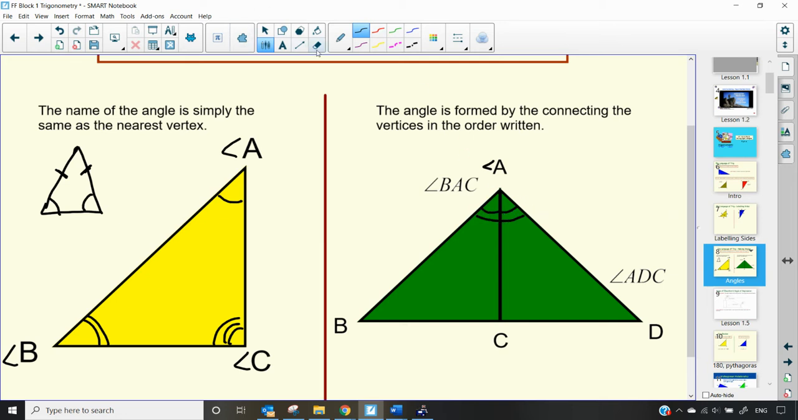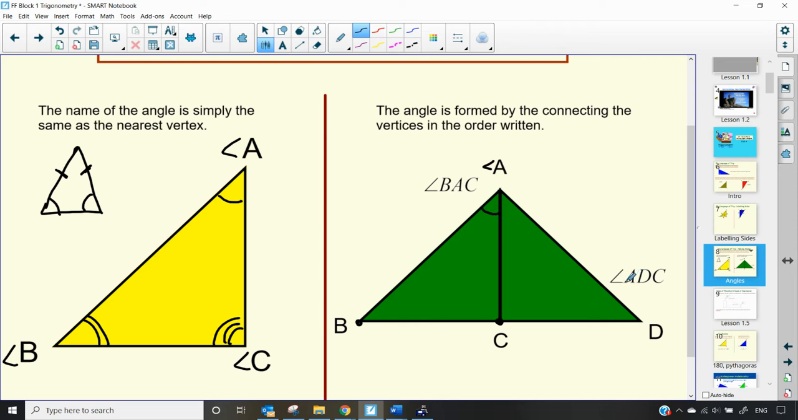So it's important that we have some clarity. And so we do that by defining our angle using the vertices. So if I wanted to name this angle here, BAC, that means I'm going from point B to point A to point C, and the angle contained between those points is my angle.